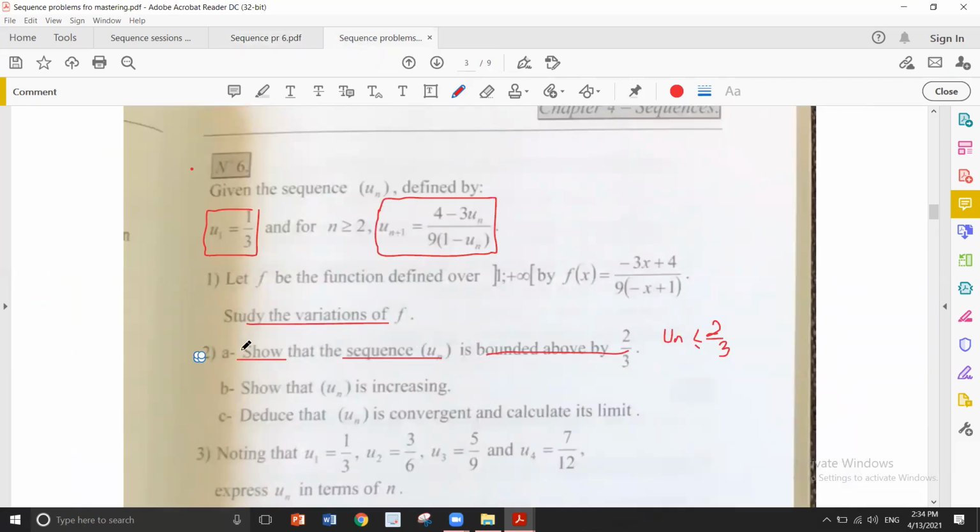Part B. How to show that un is increasing? How to prove the sequence is increasing? We do un plus 1 minus un. What will be its sign? Positive.